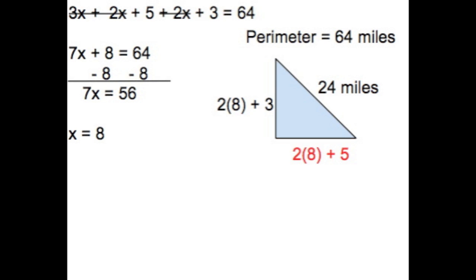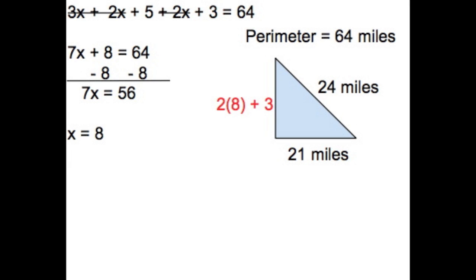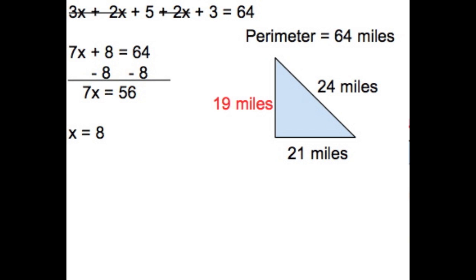Let's move on to the next side. 2 times 8 would be 16, and then 16 plus 5 would be 21. So the length of this side would be 21 miles. Let's move on to the final side. 2 times 8 is 16, plus 3 is 19. So the measure of this side would be 19 miles.